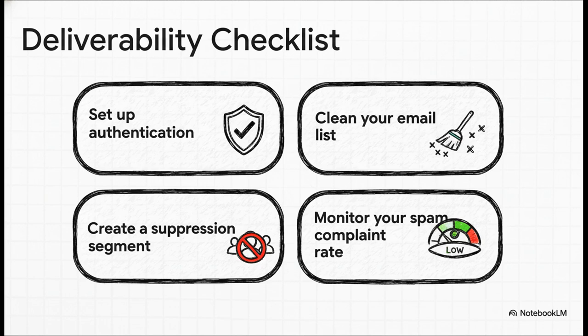It's actually pretty simple. Here's your checklist. Number 1, set up your sender authentication. That's SPF, DKIM, and DMARC. It sounds technical, but it takes 20 minutes and just proves you're legit. 2, clean your list every 90 days. Get rid of the duds. 3, put anyone who's inactive into a suppression segment so you don't mail them. And 4, just keep an eye on your spam complaints.